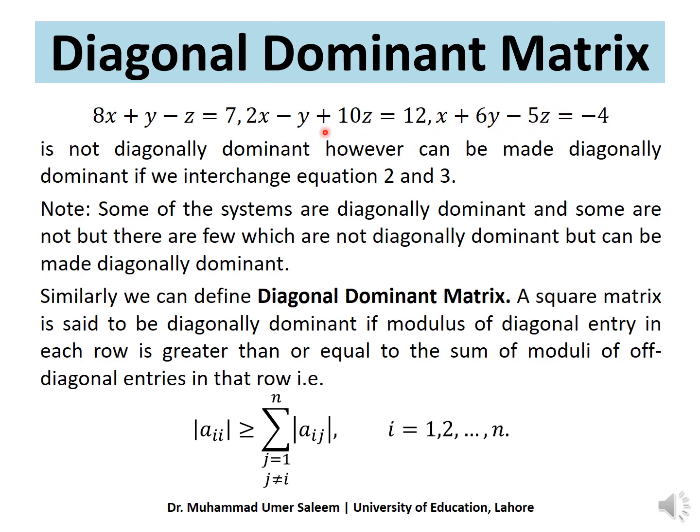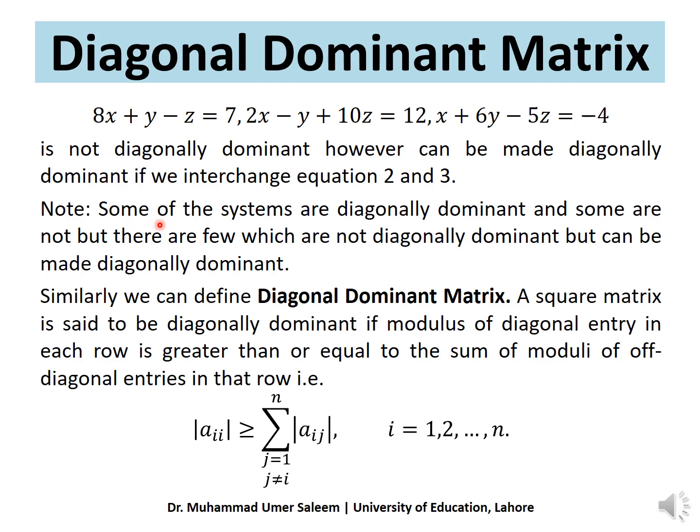But if you look carefully, if we interchange the second equation with the third equation, now this will be at second place, so this will be the diagonal entry, and 1 plus 5 is equal to 6. So this equation is fine now. Similarly, this will be the diagonal entry for the third equation, and you will get these two as 1 plus 2, which is equal to 3. So this system is not diagonally dominant, but it can be made diagonally dominant by interchanging equations 2 and 3.